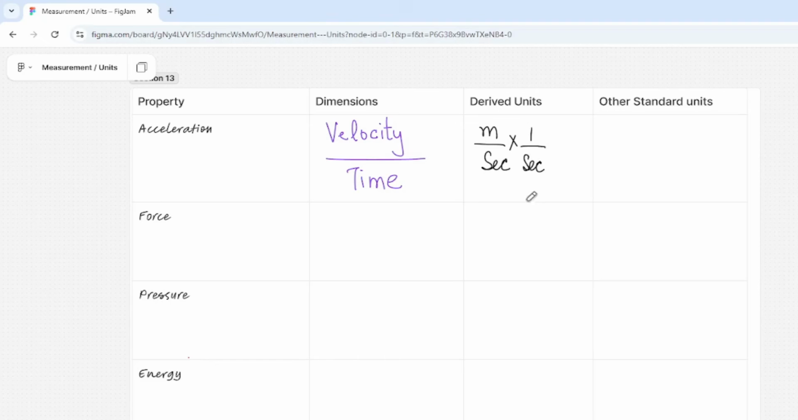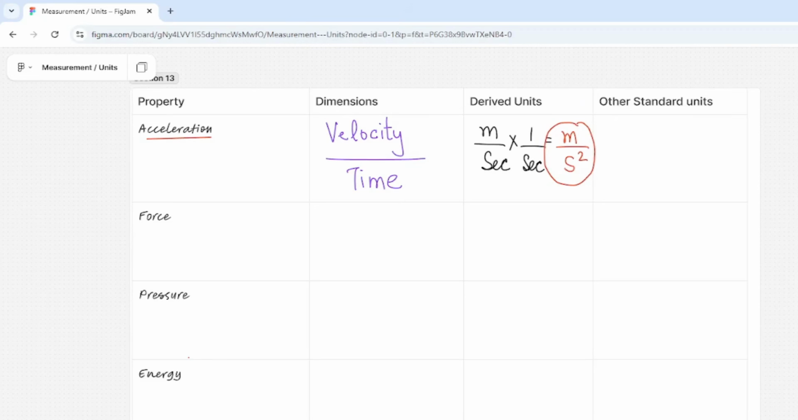second, because time is in the denominator. So the derived unit becomes meter per second square. So this is my derived unit for acceleration. Now let's come to another property, force.